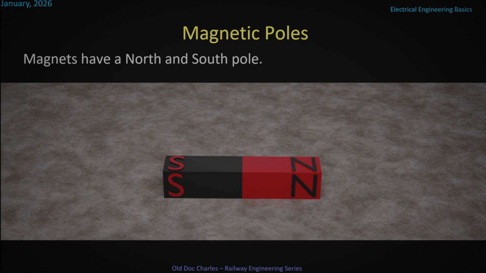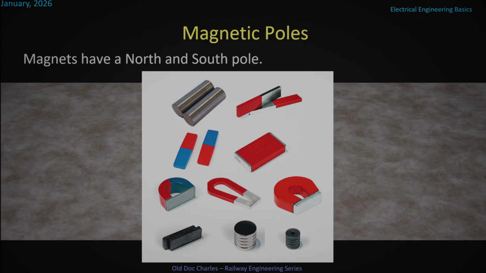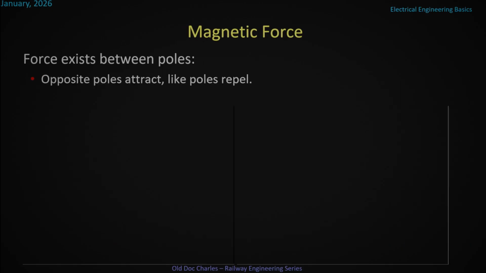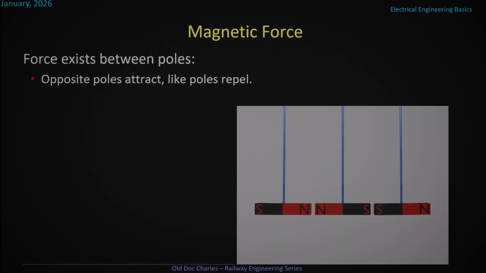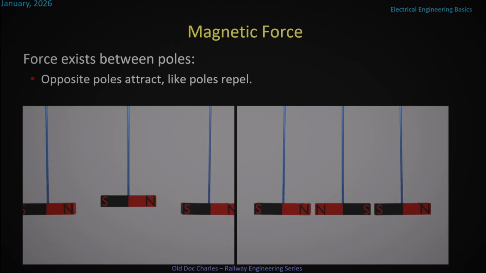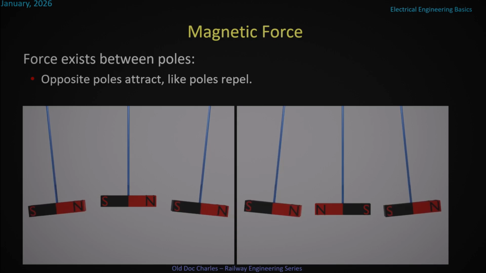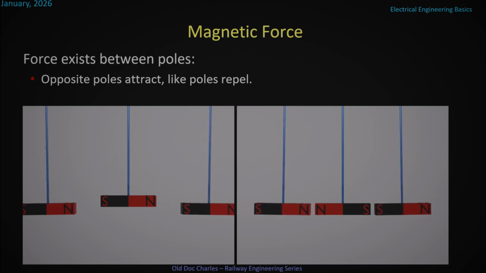Magnets have both a south pole and a north pole. Magnets come in many different shapes and sizes. They all have one thing in common, and that's they all have a south pole and a north pole. A force exists between poles. Opposite poles attract. You can see here opposite poles attracting. Like poles repel. So here's some repelling like poles. This is kind of important when we come to talk about how motors work.